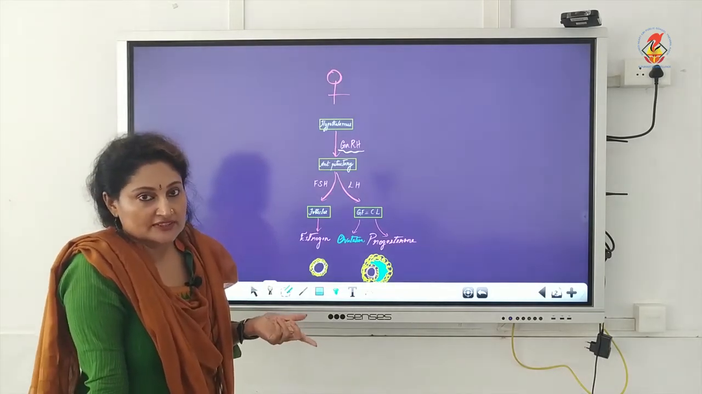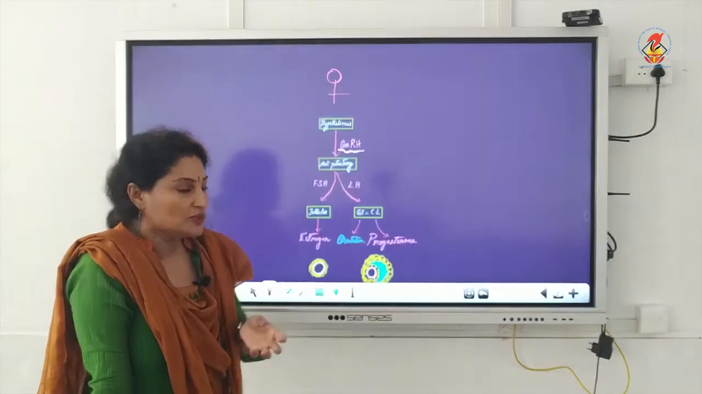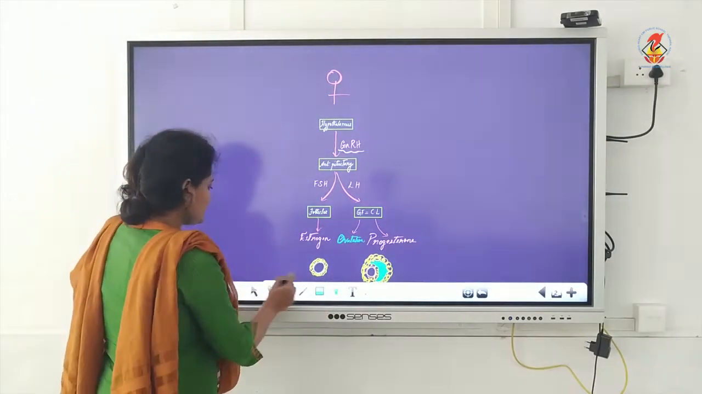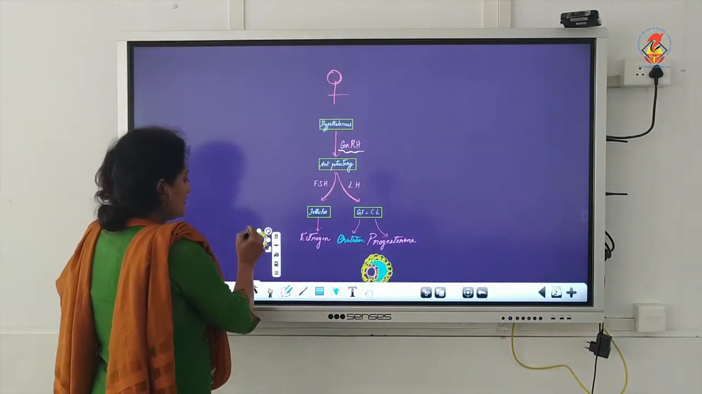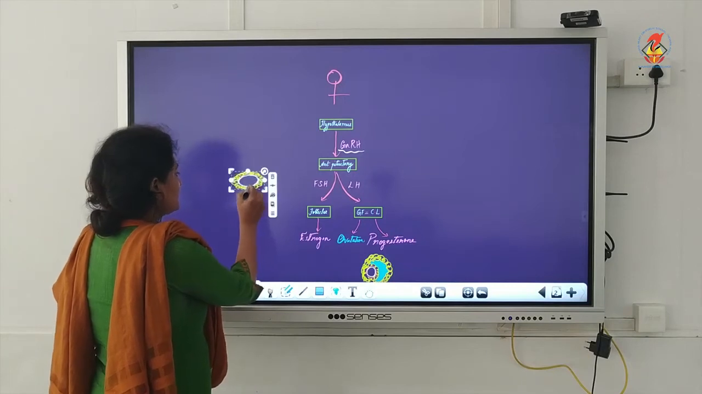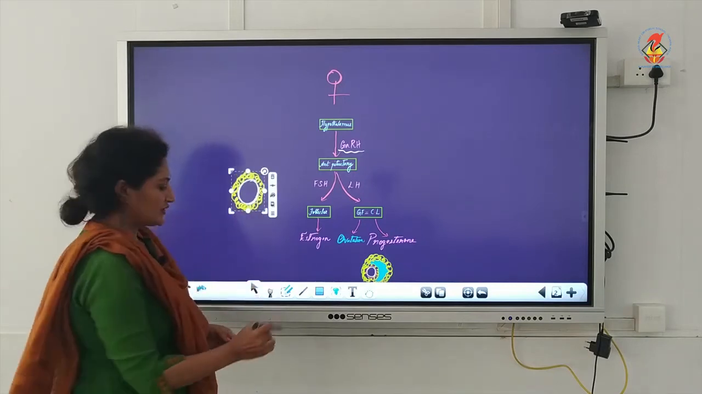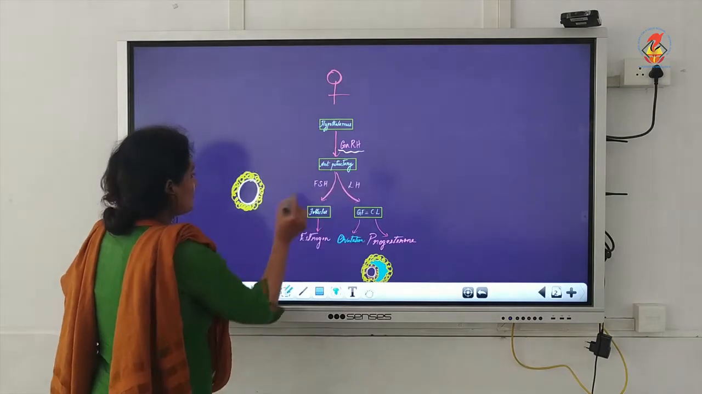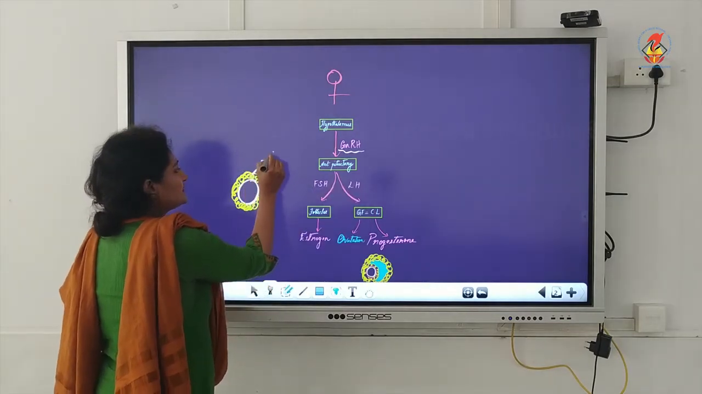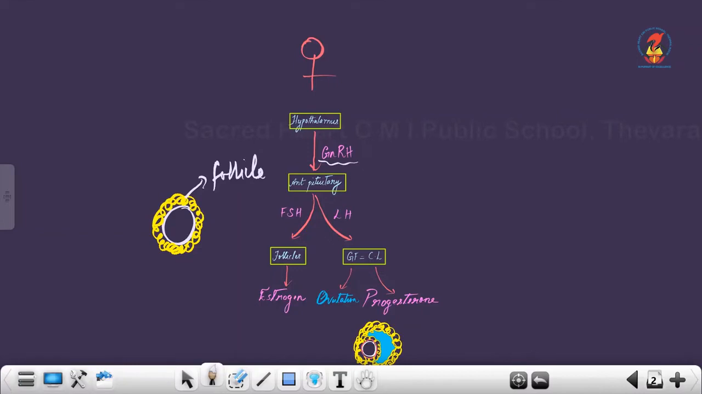We know where the follicle cells are. Follicle cells surround the oocyte. I have drawn an oocyte. This definitely represents a primary oocyte. Now you can see these are the follicle cells, and this is the oocyte.